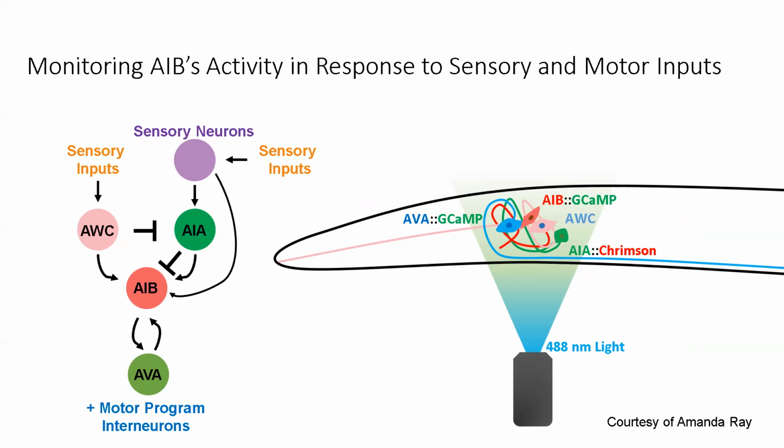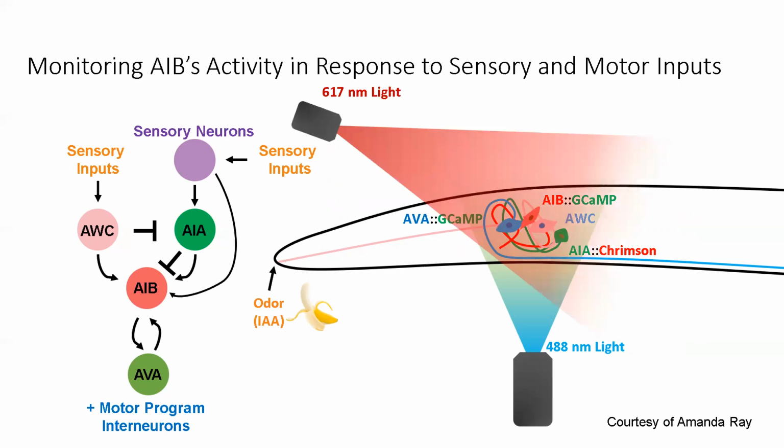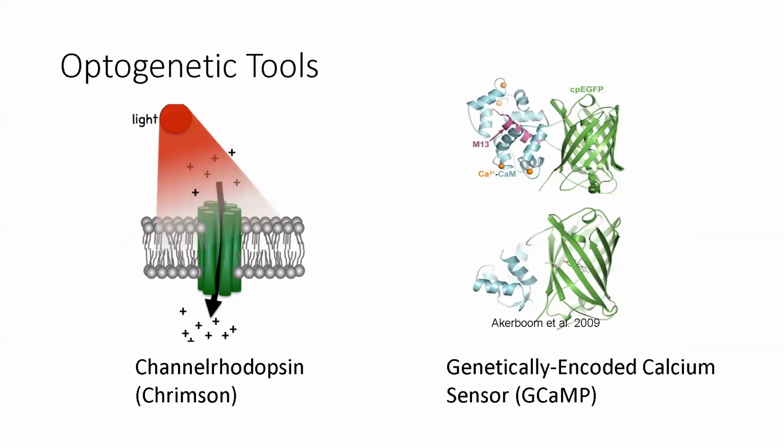We're going to use this experiment where we provide odor to stimulate AWC, and we provide light to stimulate AIA, and we look at how providing both of these sensory inputs at the same time affects AIB compared to providing the inputs individually. We use a tool called channelrhodopsin in AIA, which causes the neuron to depolarize when it's exposed to light. At the same time, we're going to be monitoring activity of the neurons using a genetically encoded calcium sensor, which fluoresces when calcium ions are bound to the protein.